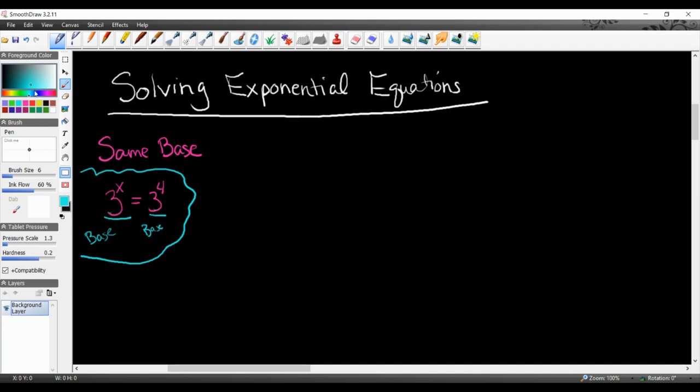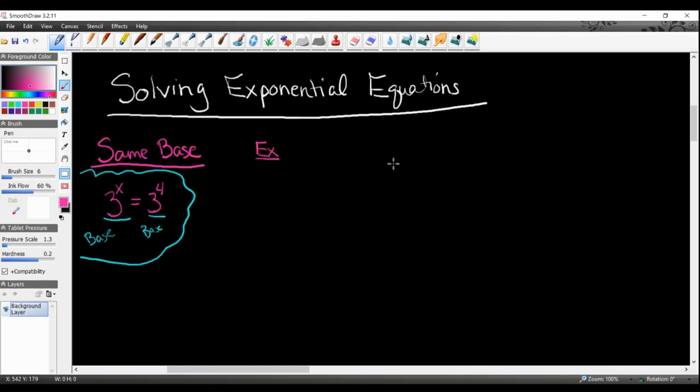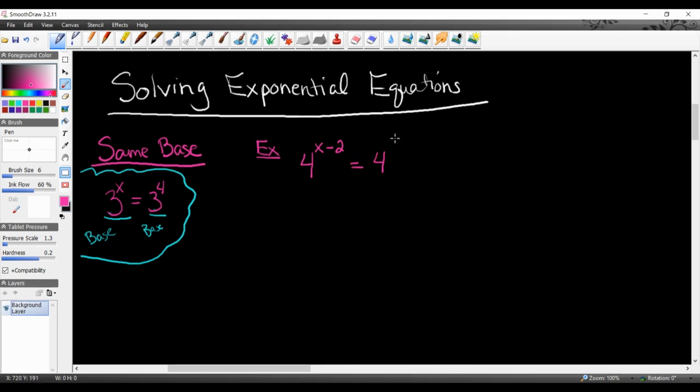The good thing about same base is that it's really simple, because you don't have to change much. So we're going right into an example. We have 4 to the power of x minus 2 is equal to 4 to the power of, we'll make it simple, 3. If the bases are the same, all we need to do to solve for x is figure out what number goes here that will give me this 3 over here. In other words, we just have to set the exponents equal to each other.